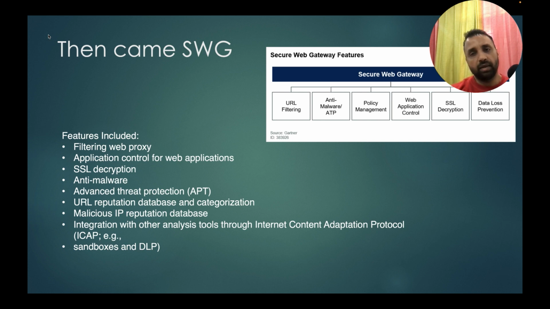This is an added layer where there is more monitoring and filtering done on the web traffic, which is what you are browsing from your internet browser.